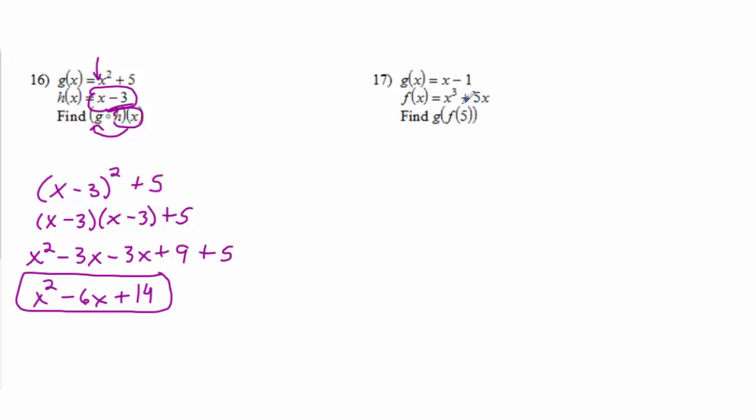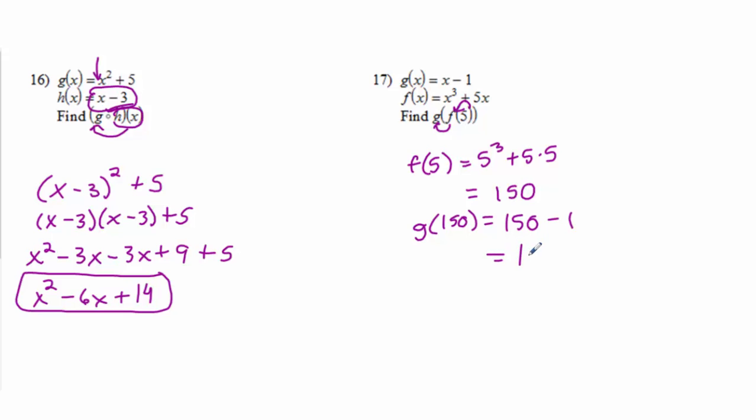Okay, 17. You think of this backwards. The 5 is going to go into f, and we're going to get our answer. And then whatever answer we get, we're going to plug into g. So if I plug a 5 into f, that means I have 5 cubed plus 5 times 5, which is 125 plus 25, which is 150. That's what f of 5 is. I'm going to take my answer and plug it into g. So what is g of 150? 150 minus 1, which is 149.